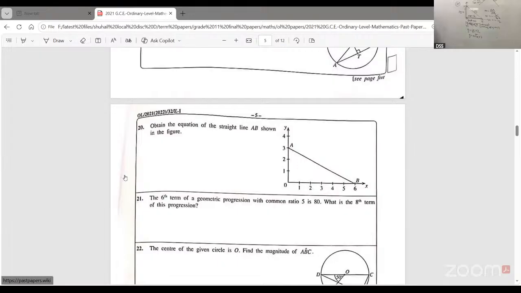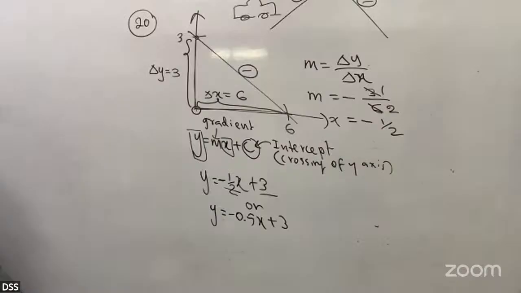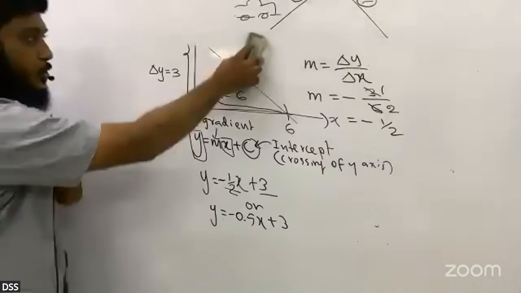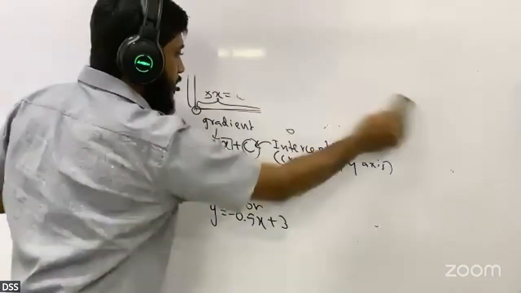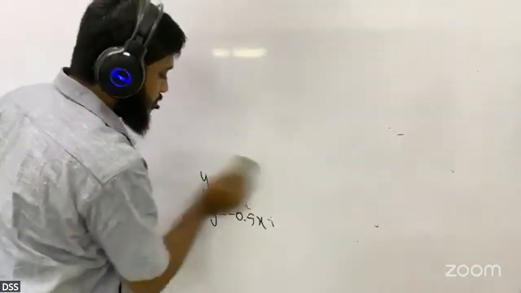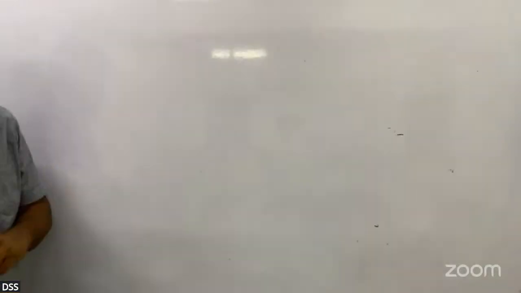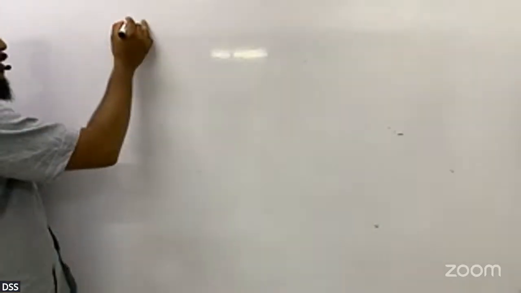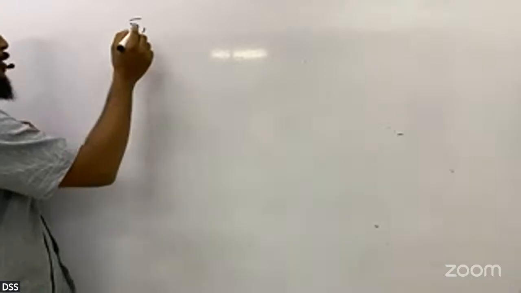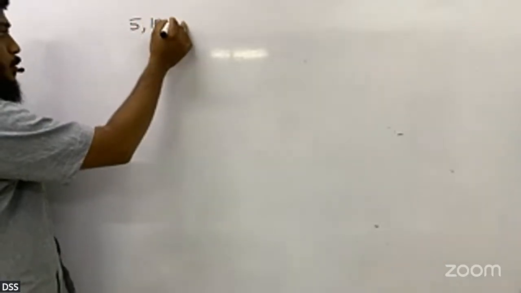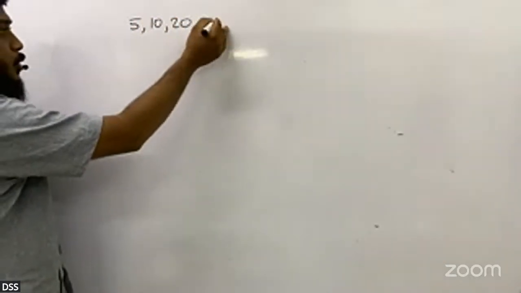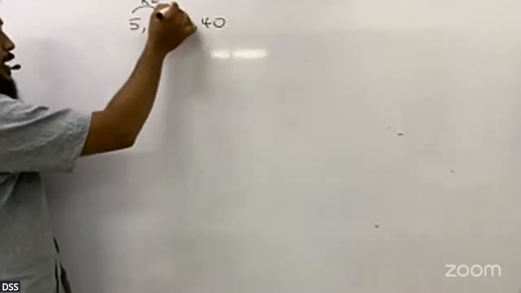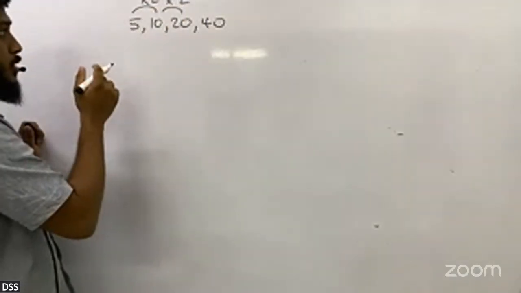First of all, I will give the idea of what a geometric progression is for the students who haven't learned it. What is a geometric progression, children? A geometric progression is a progression that goes with multiplication, something like this. 5, 5 into 2, 10, 10 into 2, 20. If a progression goes with multiplication, that type of progression is known as a geometric progression.